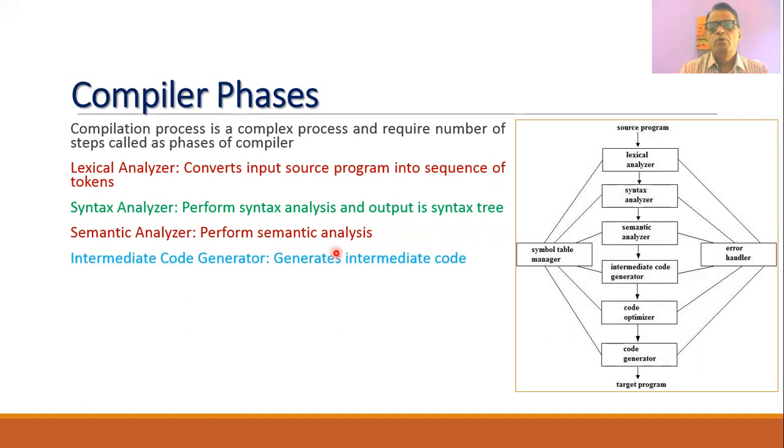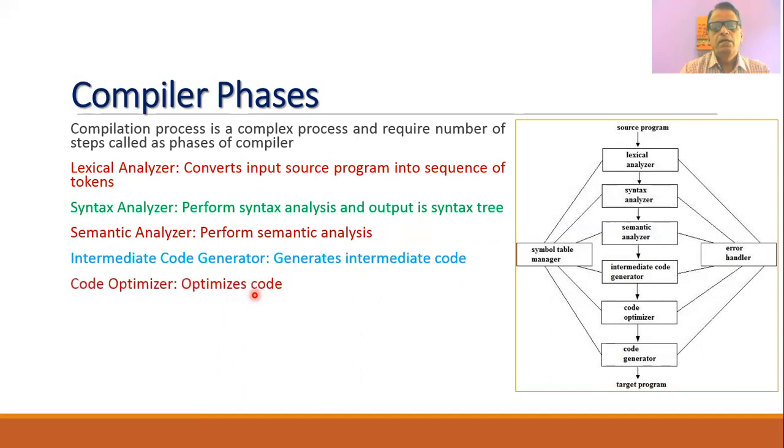Further, the output of the semantic analyzer is connected to the intermediate code generator. This is a block of the compiler which will generate the intermediate code. As its name indicates, it is an intermediate code. That is, it is neither a source code nor a target code. In the compilation process, it is very necessary that we generate the intermediate code. Intermediate code is generated so that we can apply the optimization techniques to it. If we directly generate the target code, then the optimization is not possible.